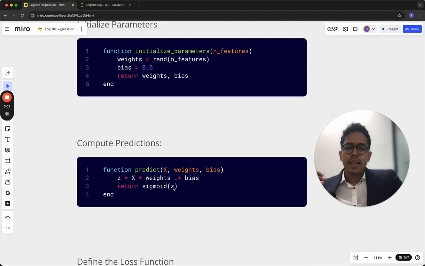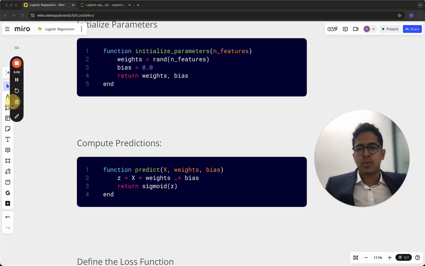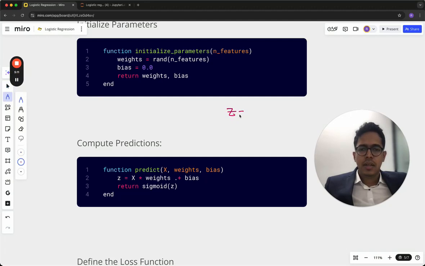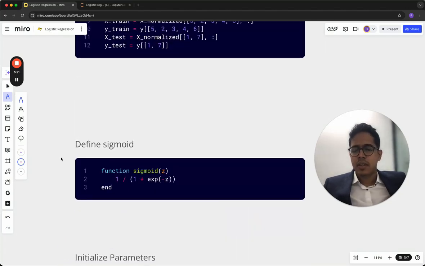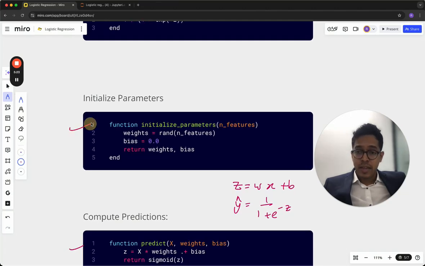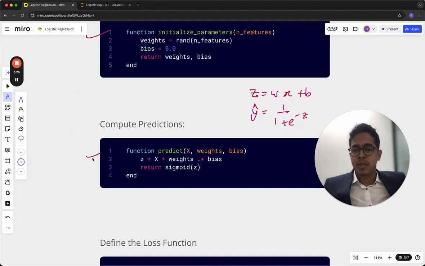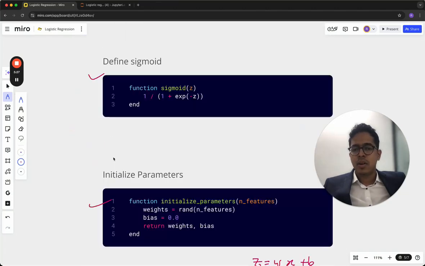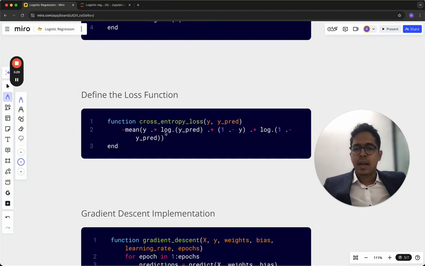Then we compute the prediction. So compute z equal to w x plus b, right? That's what we said. So z equal to w x plus b and y cap equal to 1 by 1 plus e raised to minus z. First we will initialize parameters, then we will compute this, then we will call sigmoid. And after that, we'll compute loss.